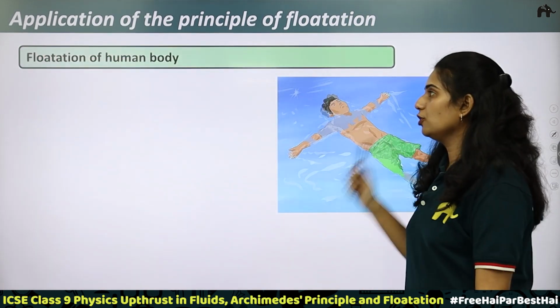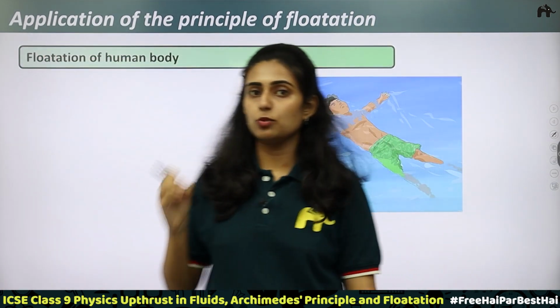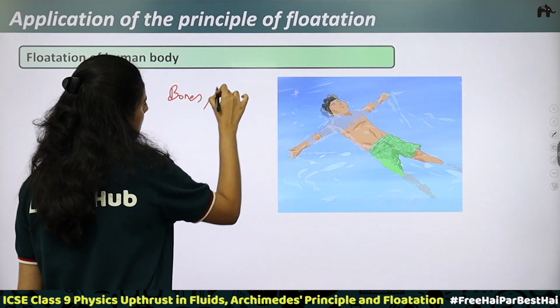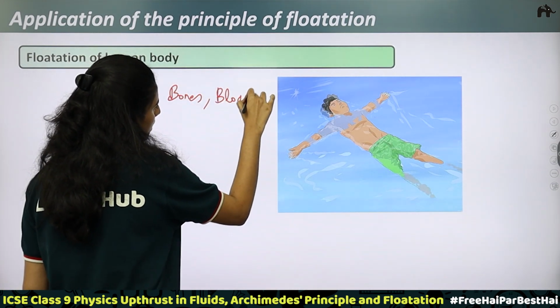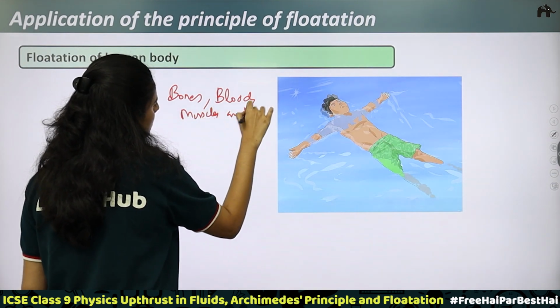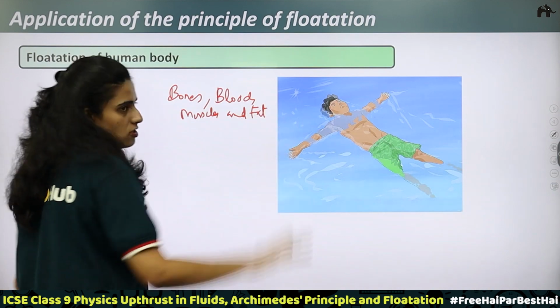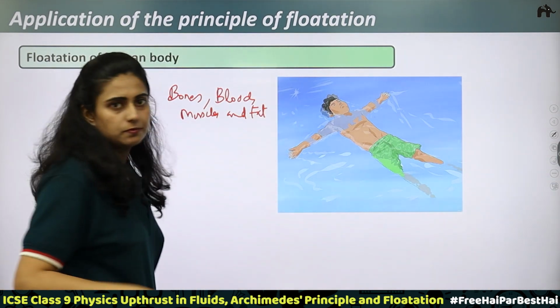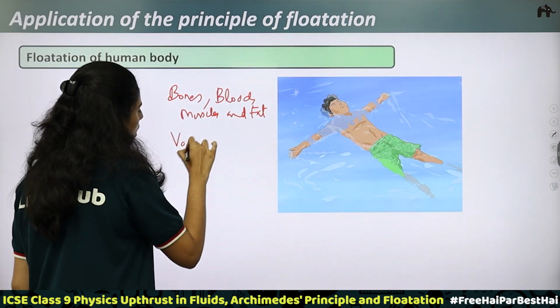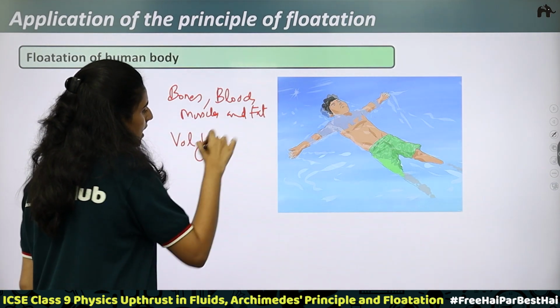Next is the flotation of human body. Now, the average density of a human body depends upon the density of bones, then the density of blood, muscles and fat. So all these constitute the density of the human body. It also depends upon the volume of air inside the lungs.